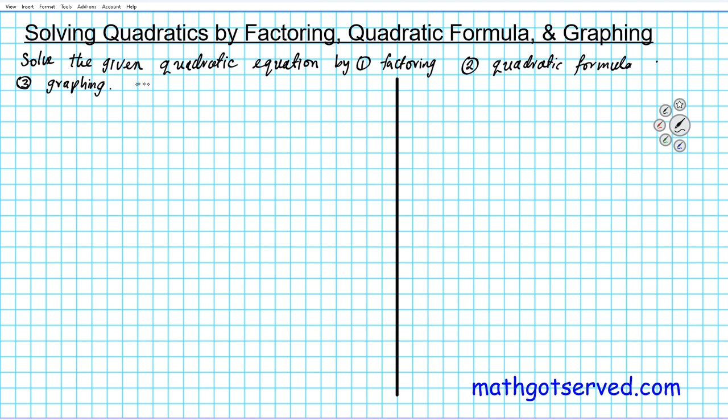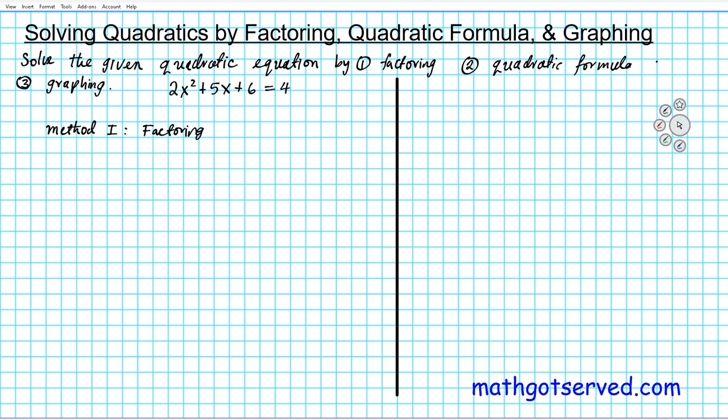So the equation under consideration is 2x squared, let's write that again, 2x squared plus 5x plus 6 equals 4. Okay, so the first method that we're going to work on, method 1, is we're going to solve the quadratic equation by factoring.